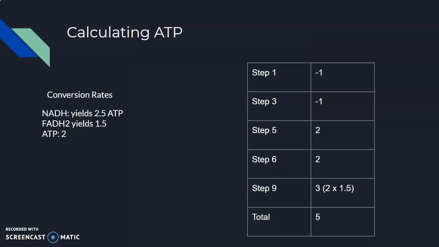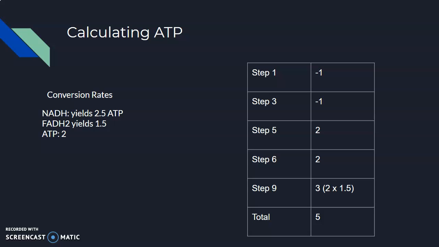So when we talk about calculating ATP, we want to look at the conversion rates here on the left. Whenever we see NAD+ being converted to NADH, that will yield approximately 2.5 ATP. When FAD is converted to FADH2, that yields about 1.5, and ATP, of course, is itself, it yields 1.